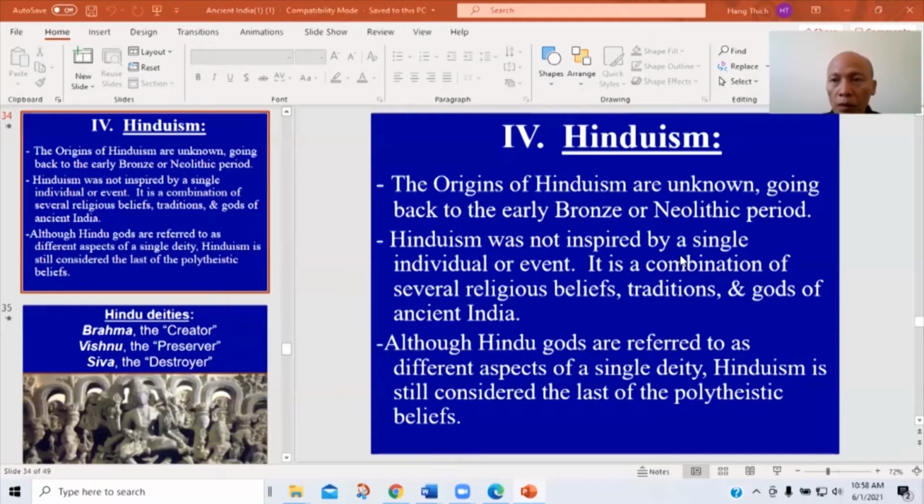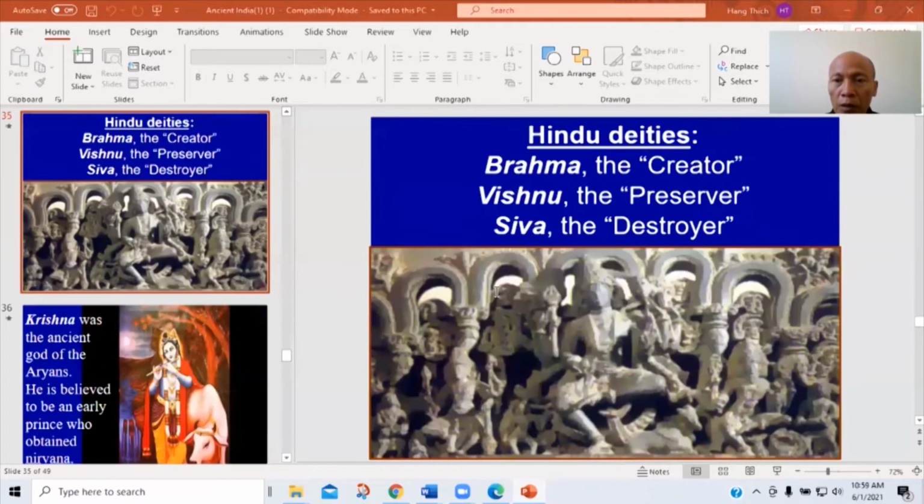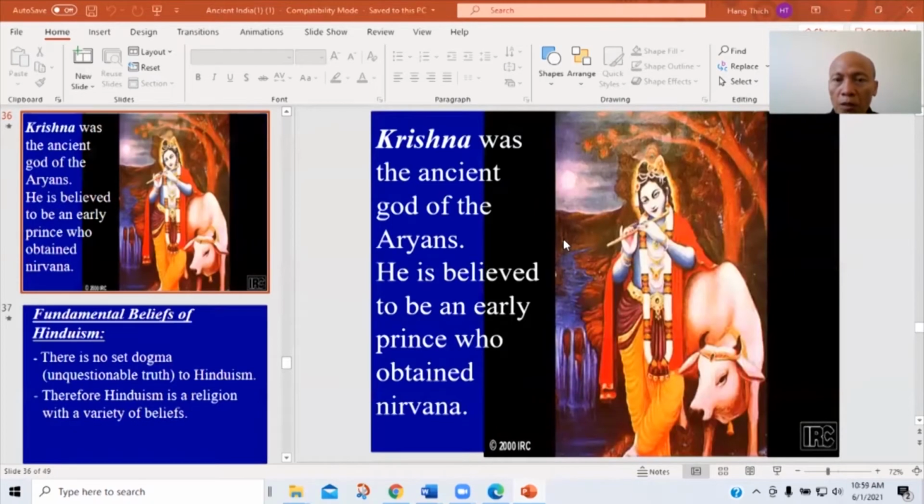Even though there are many types of gods, in Hinduism they still consider Brahman the supreme God. Of course it's considered a polytheistic belief, but they still consider the most supreme God to be Brahman. Basically they have three main deities: Brahma, the creator; Vishnu, the preserver; and Shiva, the destroyer. And Krishna was the ancient god of the Aryans, believed to be an early prince who obtained nirvana.